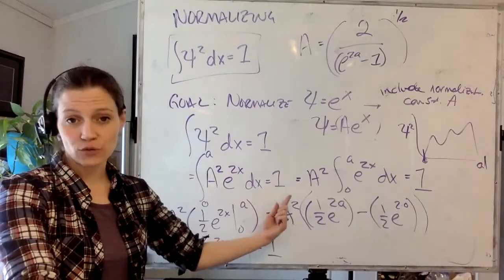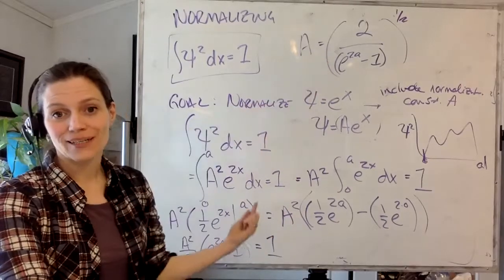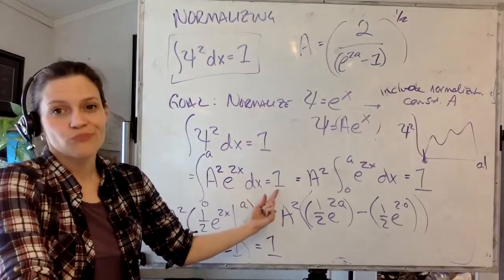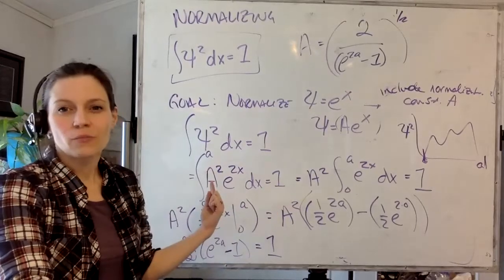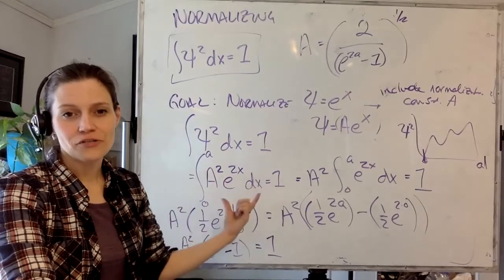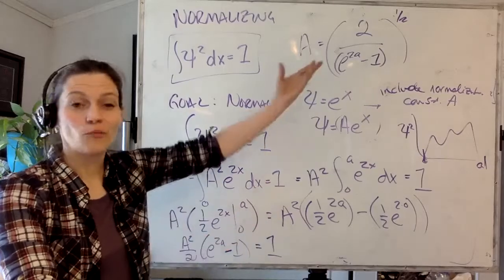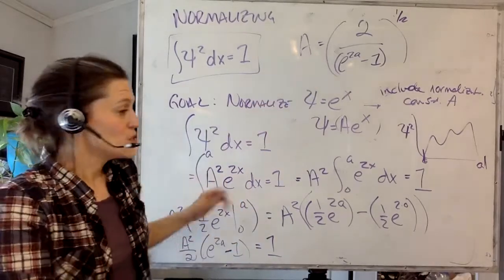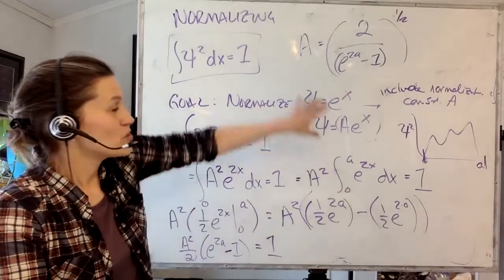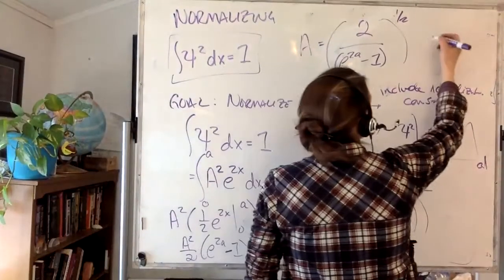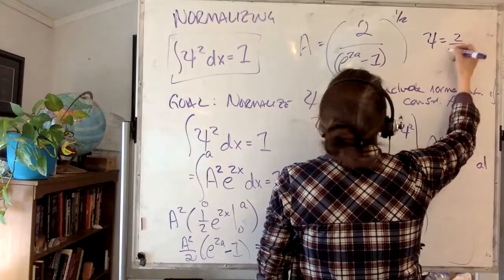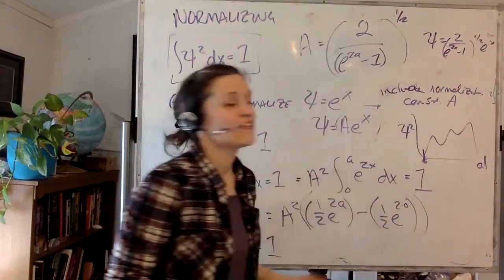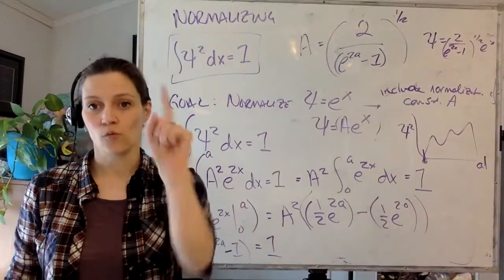If I set this equal to 2, this would be different, because A would be whatever is necessary to equal 2. If this was set equal to 4.73, A would be something else, normalized to 4.73. Okay, we're normalizing to 1. So A now becomes my normalization constant, which means if psi equals 2 over e to the 2a minus 1, to the 1/2, times e to the x, and I integrate that from 0 to a, my answer would be 1.